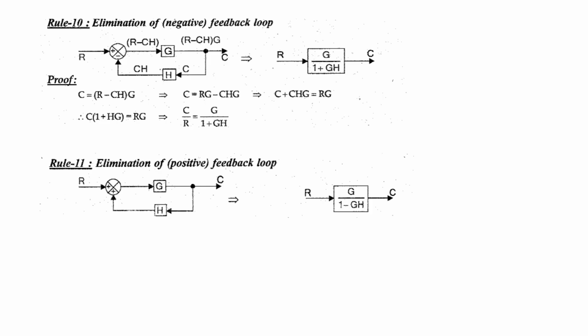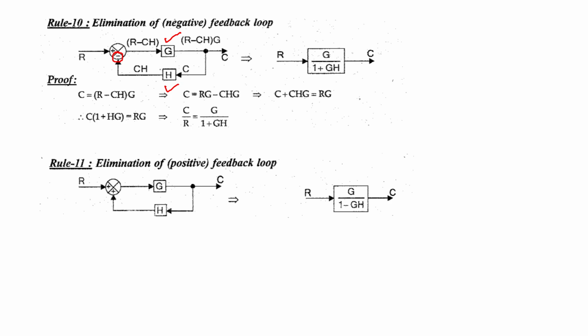Then the most important rule of block diagram reduction is elimination of a feedback loop. Let us assume that I have a forward path transfer function G and a feedback path transfer function H, and the feedback is a negative feedback. Then this closed loop system can be replaced with an equivalent open loop form of G by 1 plus GH.